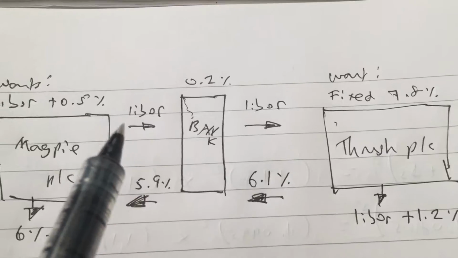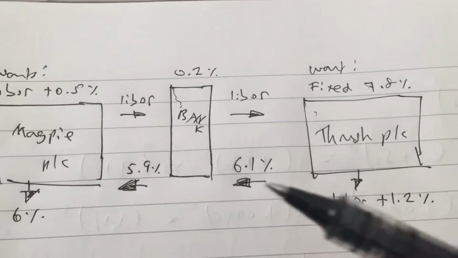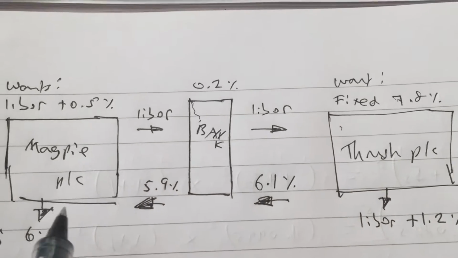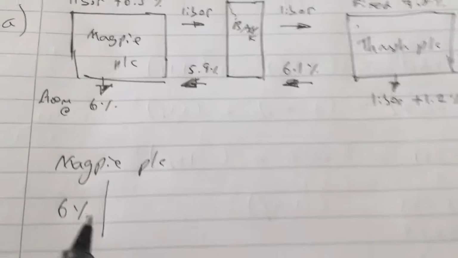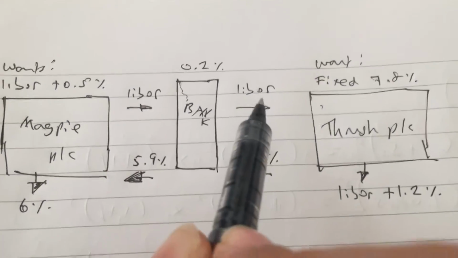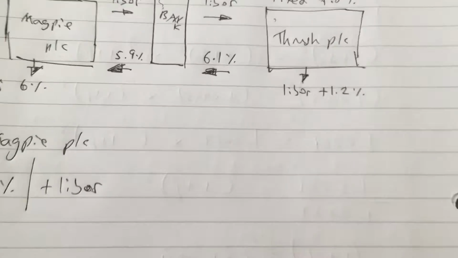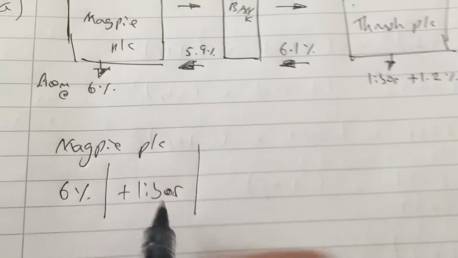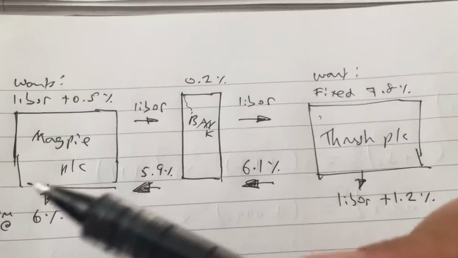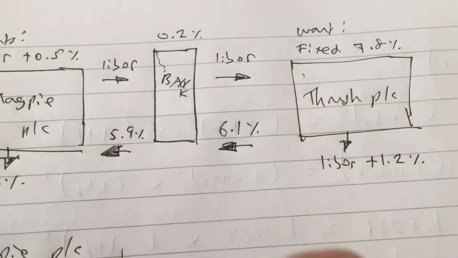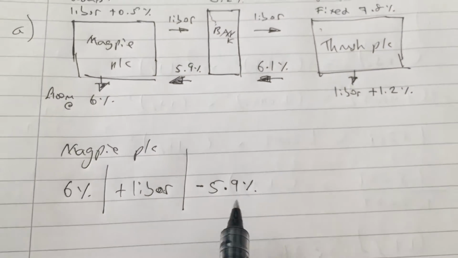So you have to remember this as well. The arrows that are going out, we're adding. The stuff that's coming in, we're taking away. So we're adding LIBOR, so 6%. So we're forcing them to borrow at 6%. So we've got 6%. LIBOR is coming out, so that means we're adding LIBOR. That's our second bit, and then 5.9 is coming in, so that means we're taking it away. You just kind of have to remember it like this. So we're taking away 5.9%.